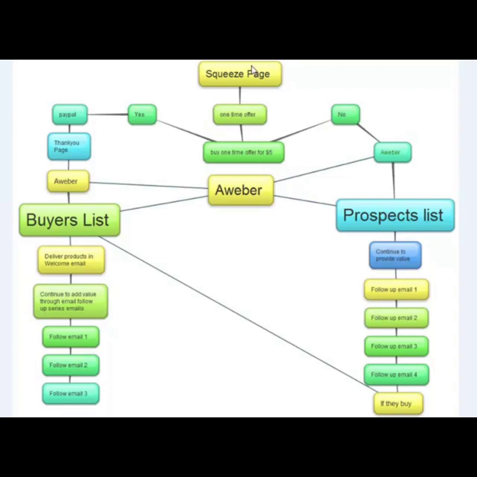So somebody opts into your page, they see your one-time offer, and now they've obviously got two choices. They can either buy it or not buy it. If they do, then they go through into your buyers list on the left here, and then you send them their product in the follow-up. They obviously go to the download page, thank you page, they go onto your buyers list, and then after they're on your list, you again, which I always say, continue to add value through your follow-up emails.